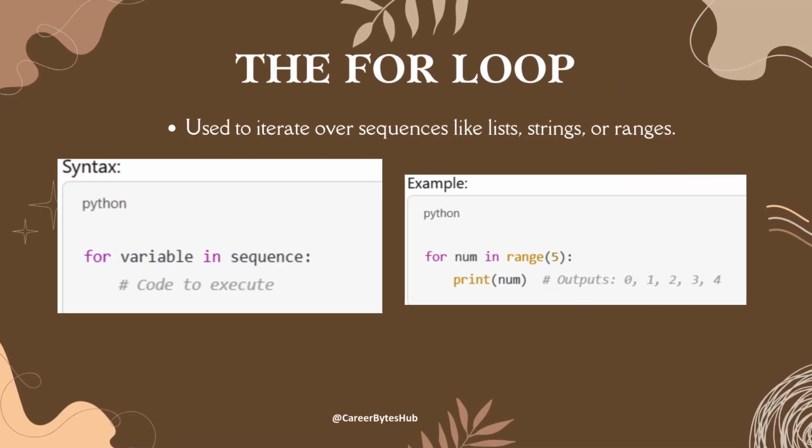The for loop is used to iterate over sequences, such as lists, strings, or ranges. For example, for number in range(5) will loop through numbers from 0 to 4, printing each number to the console. This type of loop is perfect for handling sequences efficiently.